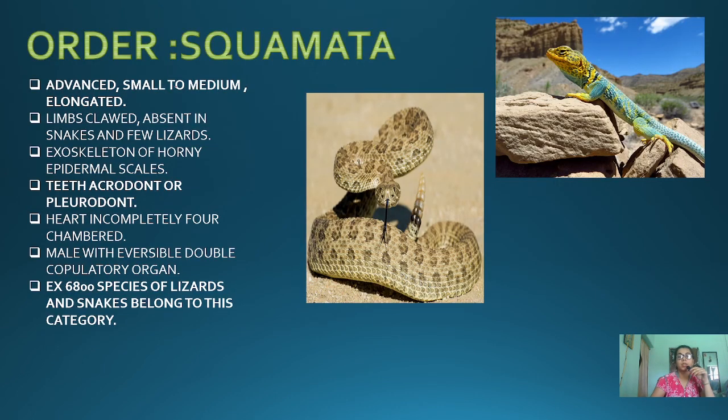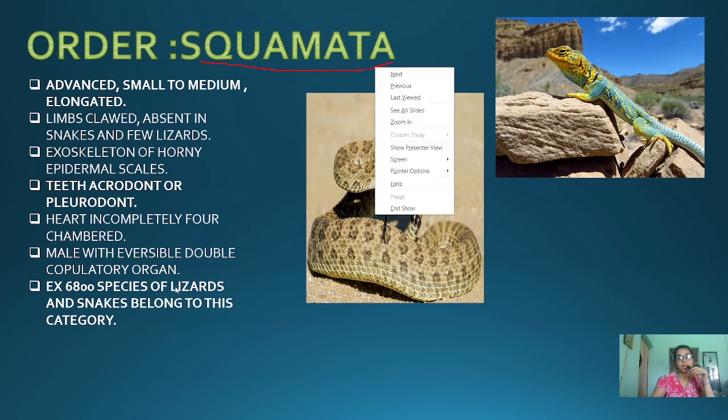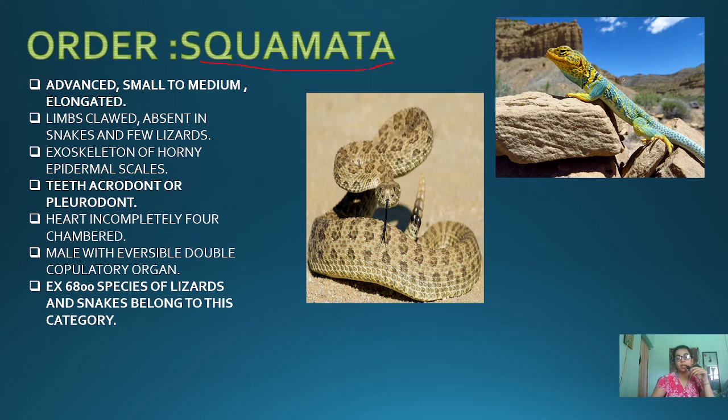Moving to the Squamata. Squamata consists of mainly all the lizards and all the snakes. Their size may be small like a lizard or large like that of a snake. Usually all the snakes are limbless and have a horny exoskeleton. They also have acrodont and pleurodont teeth. And this is an interesting feature: the male has a reversible double copulatory organ. So a double copulatory organ is present in this order, Squamata.